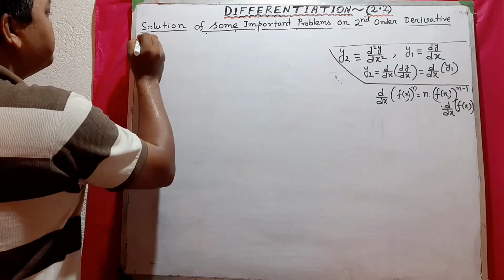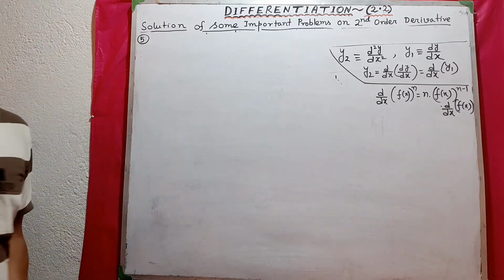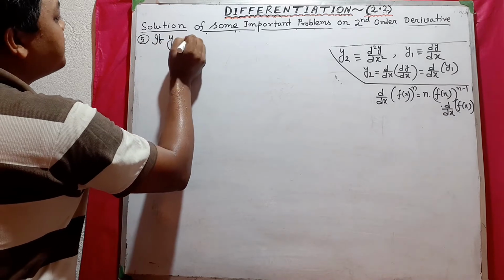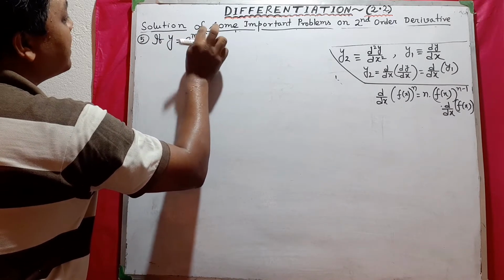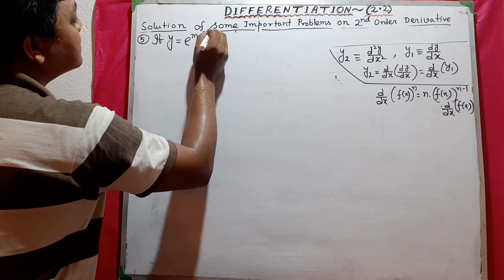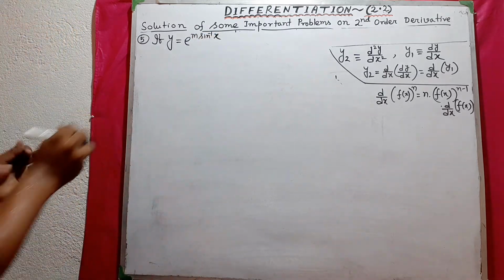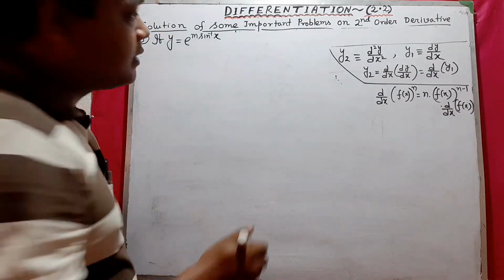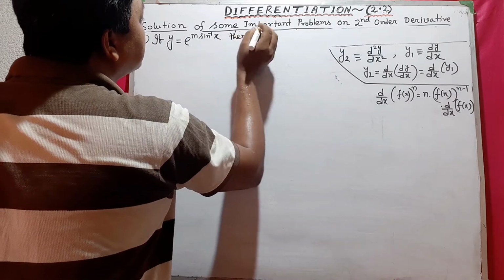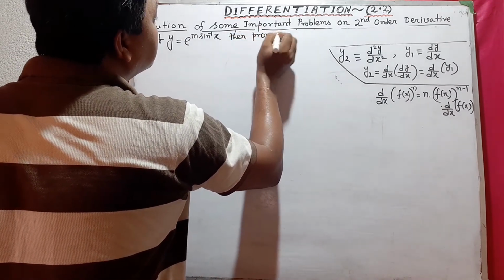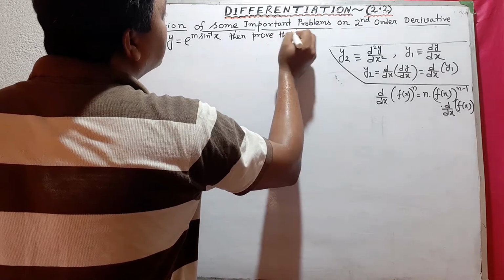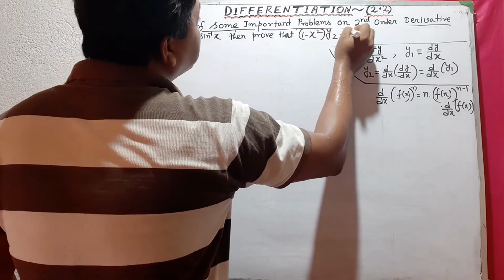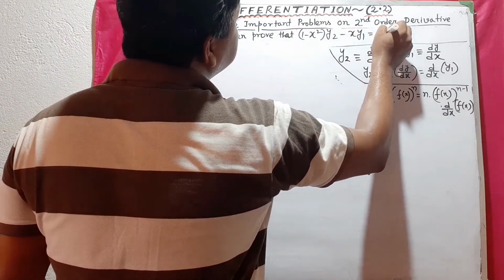Problem number 5. If y equals e to the power m sin inverse x, then prove that (1 minus x square) into y2 minus x into y1 equals m square y.